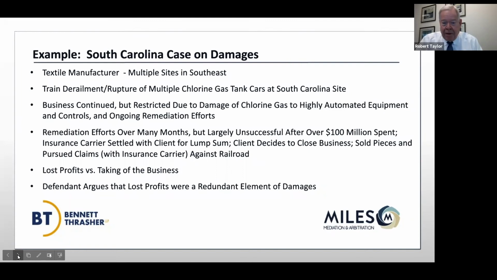I think the initial claims that were made by the plaintiff, and I was involved in a lost profits measurement, but there was also another expert in the case who testified to the value of the company. And the defendant argued after the initial reports that lost profits was a redundant element of damages. This was actually after my deposition, and we then moved into a different phase. Next slide, please.